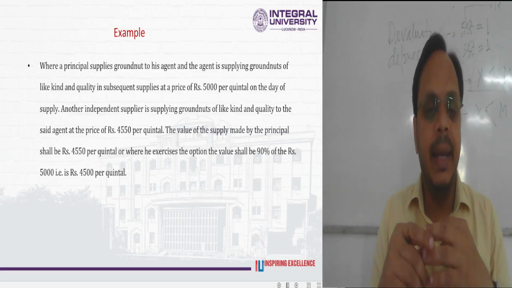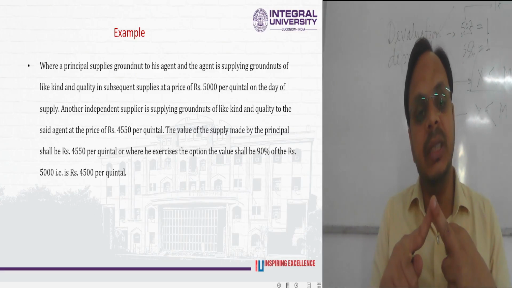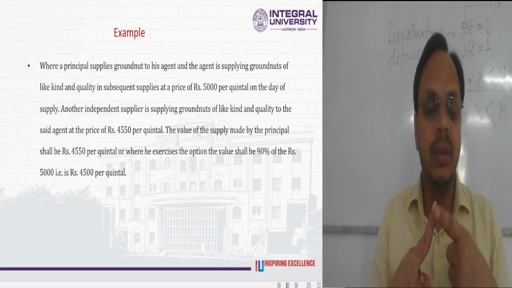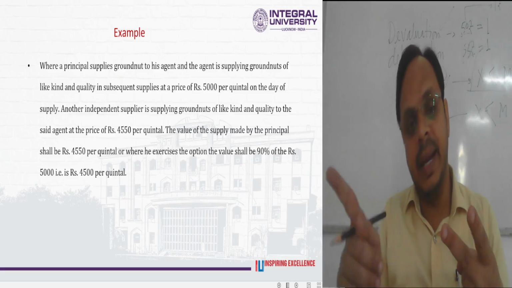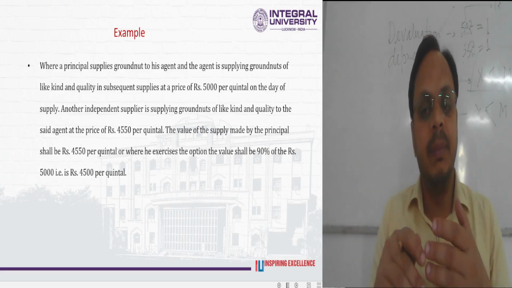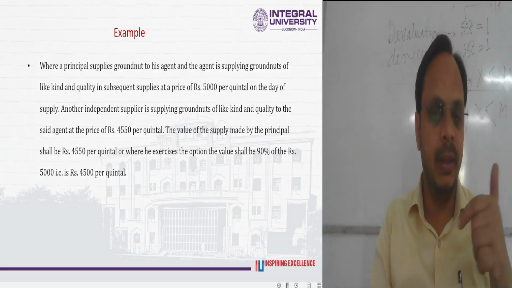Here two suppliers are there, A and B, and C is working as the agent. A supplies the groundnut of like kind and quality in subsequent supply at the price of 5,000 per quintal on the day of the supply, and another supplies at 4,550. So in this case, the value of the supply made by the principal shall be 4,550 per quintal.